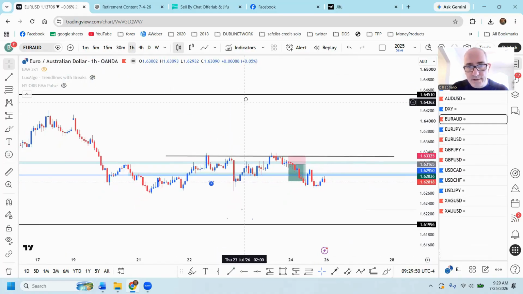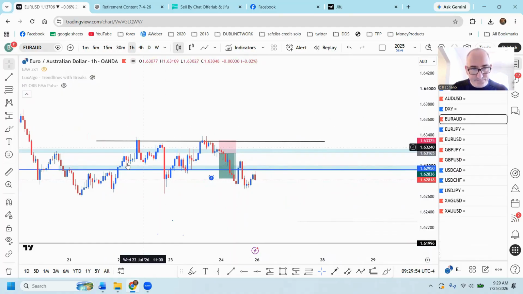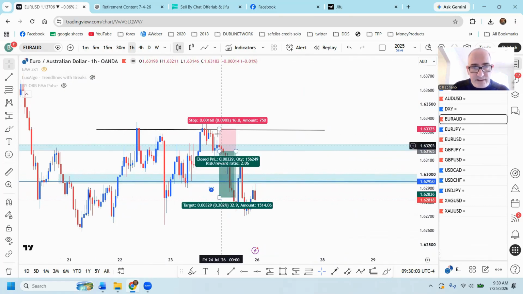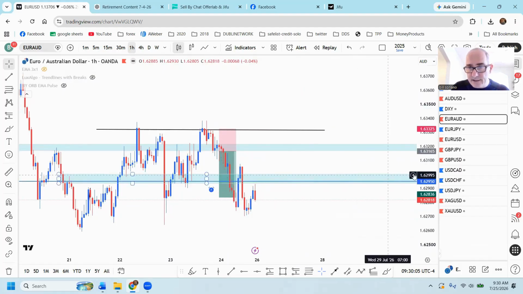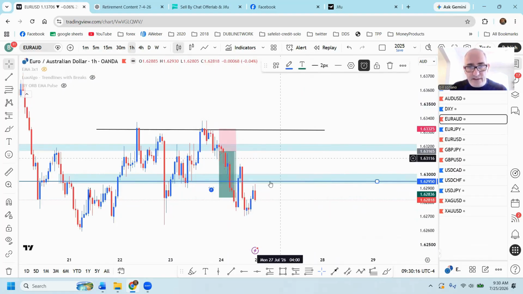And if we look at the 1-hour time frame, like I said, we do have that trade that we took from this area right here. And so now we've identified a lower area right here, and we've set our alert at 1.62950. That's where our alert is set. Price is currently pretty close to our alert.